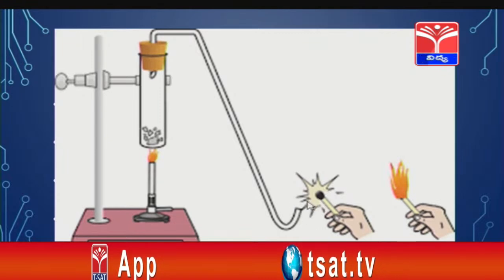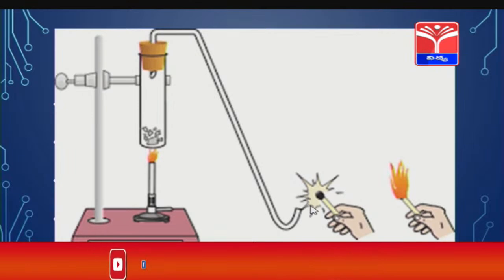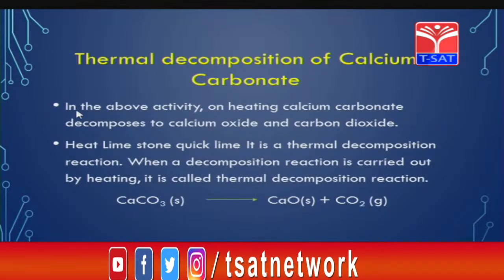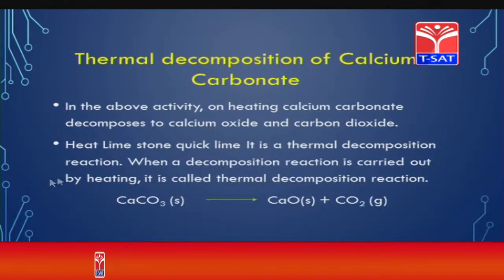Now, tell me, what is the gas which is used in fire extinguishers? Carbon dioxide. So, what is the gas evolved from this boiling tube, children? Carbon dioxide. Now, let us represent it in the form of an equation, children.